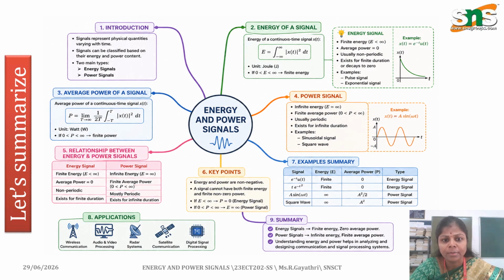And coming to the summary part of energy and power signals, in the introduction we have seen why signals are classified into energy and power signals. The formula for the energy signal is E equals the integral from minus infinity to infinity of x of t whole squared into dt. The power signal is P equals the limit as T tends to infinity of 1 by 2T times the integral from minus T to T of x of t whole squared into dt. And the examples related to energy and power signals, and the relation between the energy and power signals, have been seen.